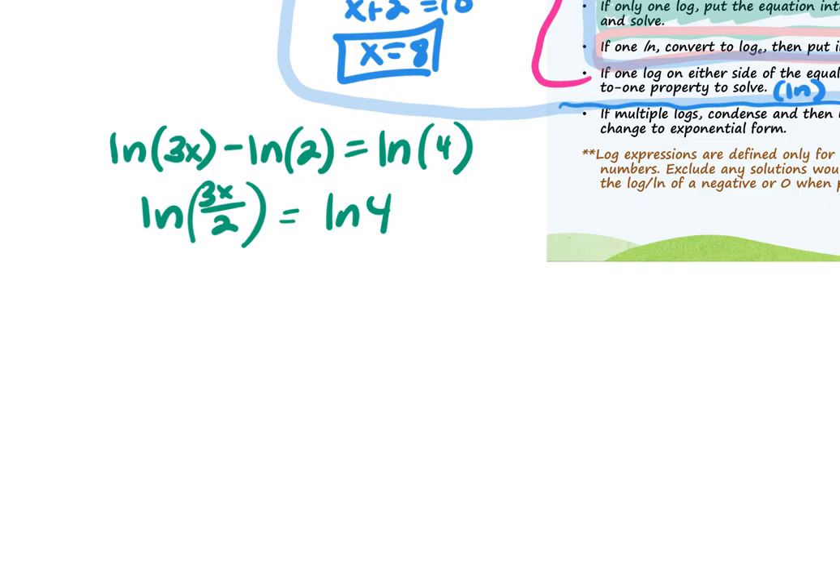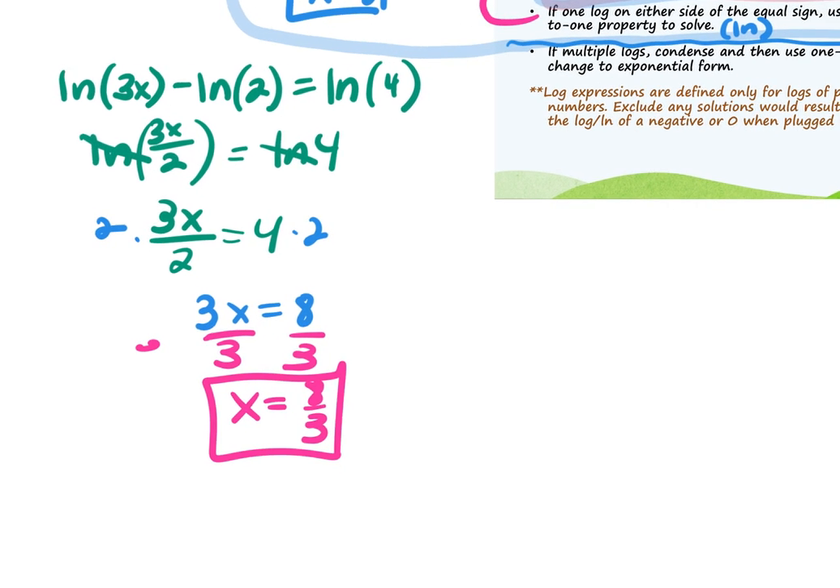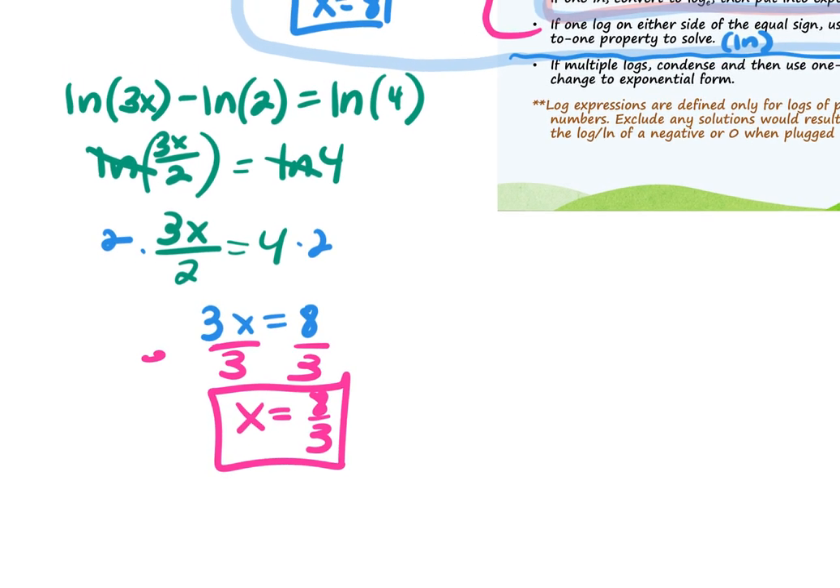After you condense, you say to yourself, is this a one-to-one situation where there's a log on either side of the equal sign? Or is this one that I want to convert to exponential because there's only one log? Well, this has a log on both sides of the equal sign. So we're going to ignore the ln, and we're going to say 3x over 2 equals 4. And then how do I solve for x? Multiply by 2 on both sides. I get 3x equals 8. Divide by 3. And I get x equals 8/3. So that involved condensing with the one-to-one.